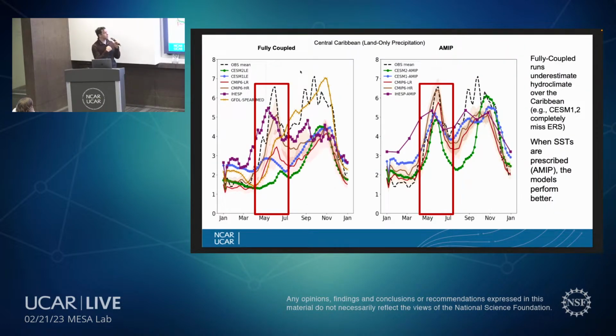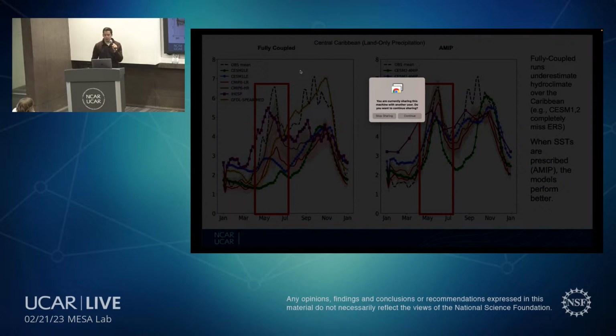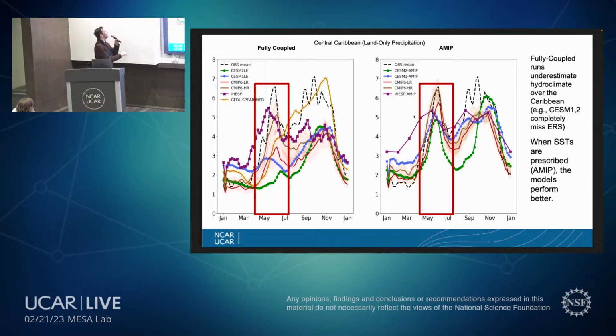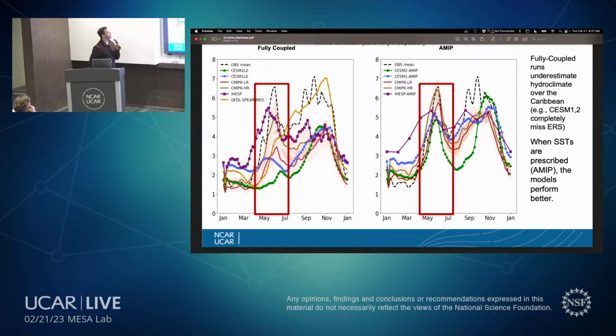So from this, I looked at a time series because I was really curious to see how these fully coupled and AMIP versions, their ensemble means, look in this example for land-only precipitation totals in the Central Caribbean. And this is why I want to show the early rainy season, because I find such interesting results in this season versus some of the other seasons.